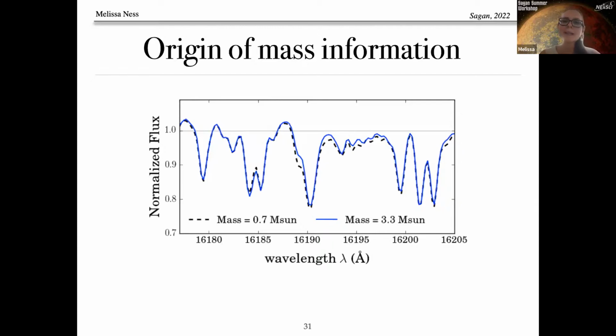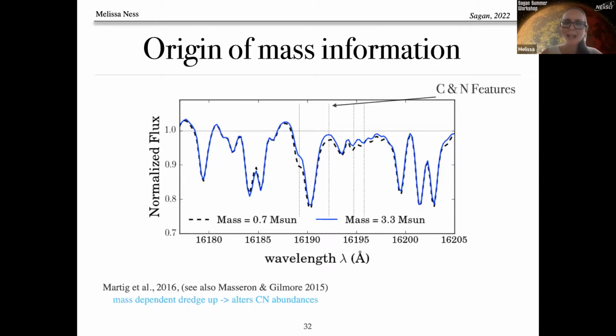This only works because the mass information is there. It turns out in the APOGEE spectral region, and this shows 1% of the APOGEE region, that the mass information is in carbon and nitrogen features. What's being plotted is 2 different spectra, one with a mass of 0.7 solar masses, one with a mass of 3.3 solar masses. And you can see these very, very small changes that are carbon and nitrogen features. This is physically motivated because mass-dependent dredge-up alters the surface carbon and nitrogen abundances.